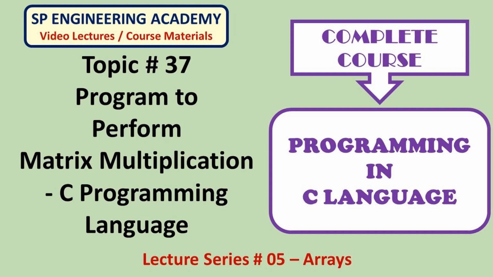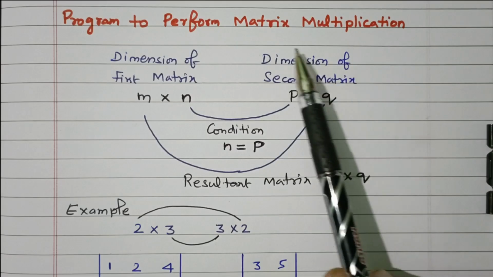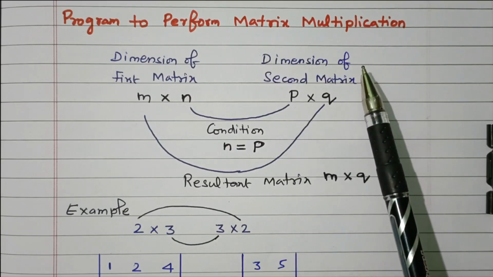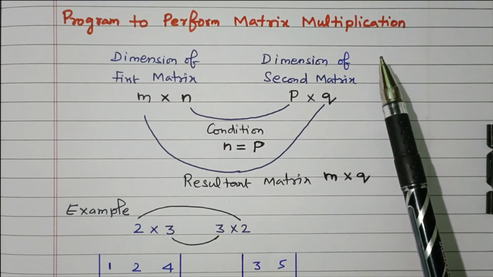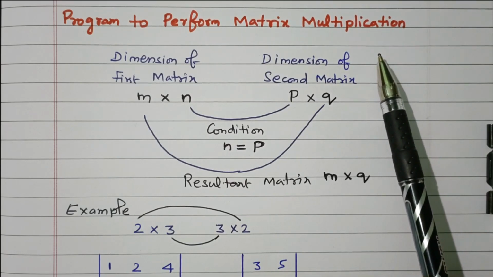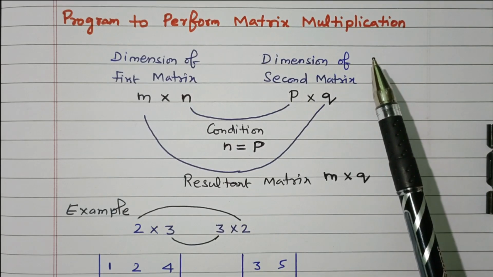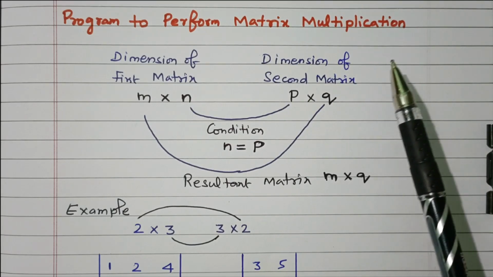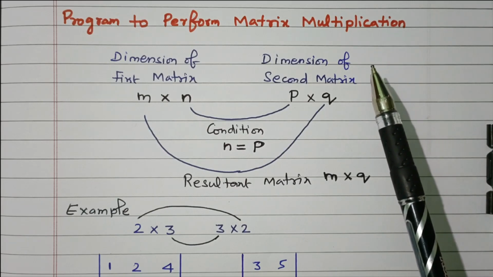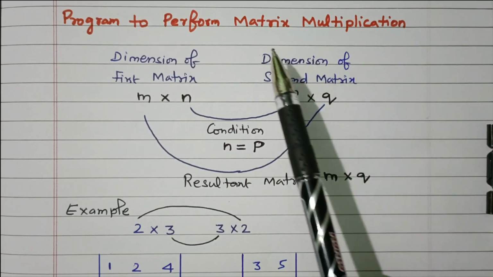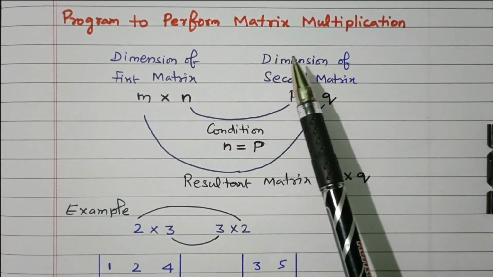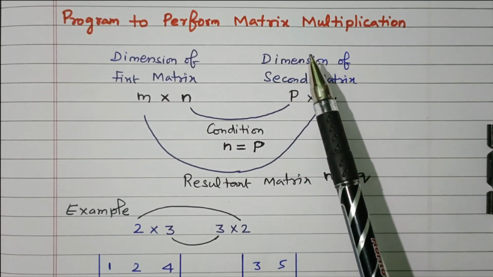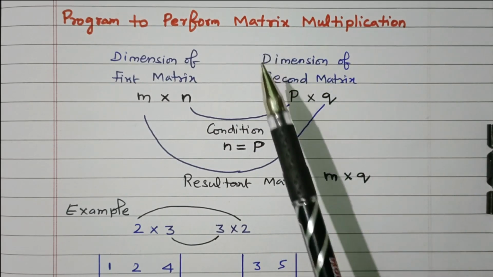Now we'll go to the topic matrix multiplication using the C programming language. For a matrix we need to use a two-dimensional array. We know that an array is a collection of the same type of data. There are two types available: single dimensional array and two dimensional array. A single dimensional array is a collection of data. A two dimensional array is a collection of data having two sizes, row size and column size. That is nothing but a matrix. So we need to use the two dimensional array in order to store the matrix elements.